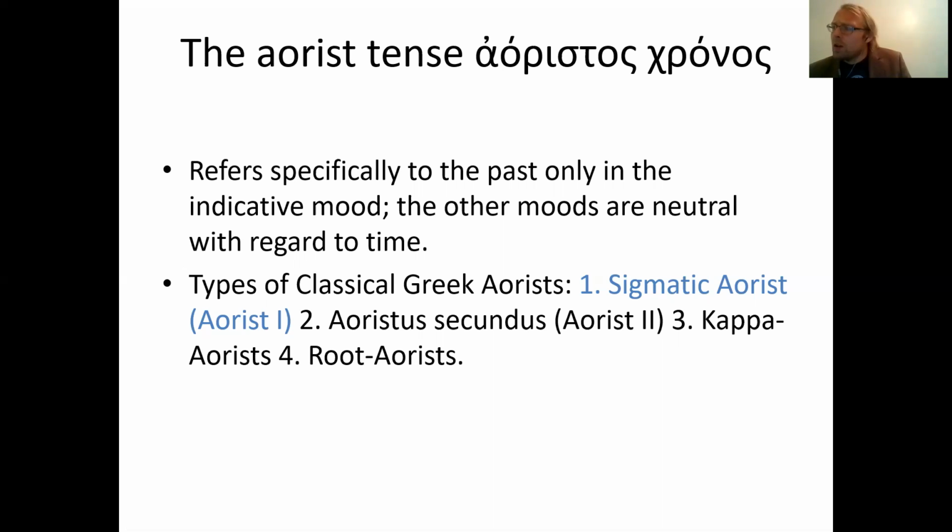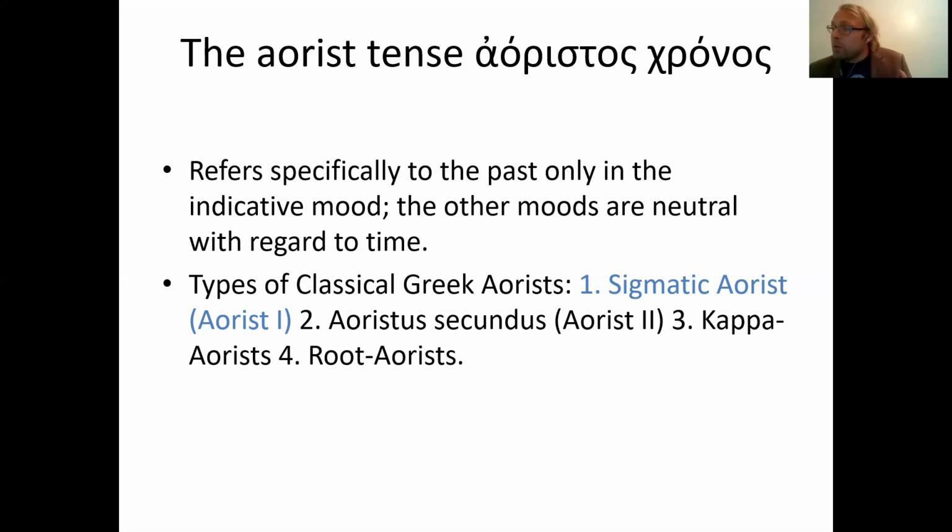In other moods, for instance in the subjunctive and the optative, the aorist is neutral with regard to the time of the expressed event or action. In other words, the aorist in these moods does not point specifically either to the past, the present, or the future. An aorist optative, for instance, can relate to any of the three. But we will return to the meaning of the aorist later.